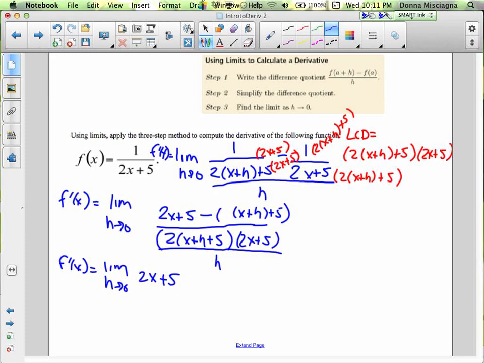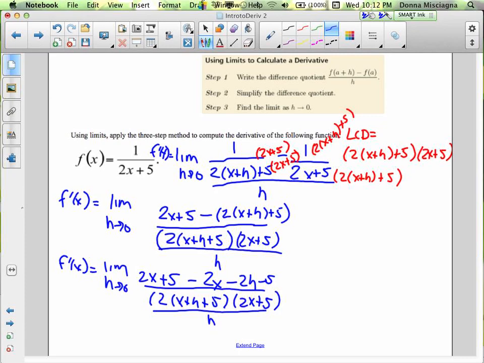So this was a 2 there. So just remember, everybody gets the negative. Okay. So we have 2x plus 5, so that's going to be minus 2x and minus 2h and minus 5. Right? So everybody gets the negative. But the 5 doesn't get the 2. And then divided by 2 times x plus h plus 5 times 2x plus 5, which we are not going to distribute or multiply in any way, times h.